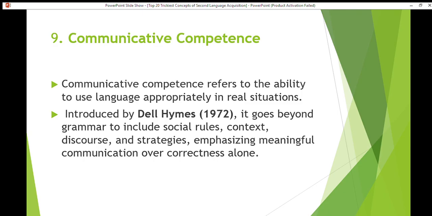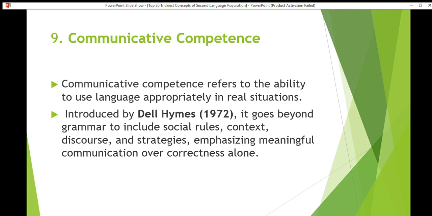Communicative competence. Communicative competence refers to the ability to use language appropriately in real life situations. Introduced by Dell Hymes in 1972, it goes beyond grammar to include social rules, context, discourse, and strategies, emphasizing meaningful communication over correctness alone. Communicative competence means knowing how to use language correctly in real life, not just grammar.